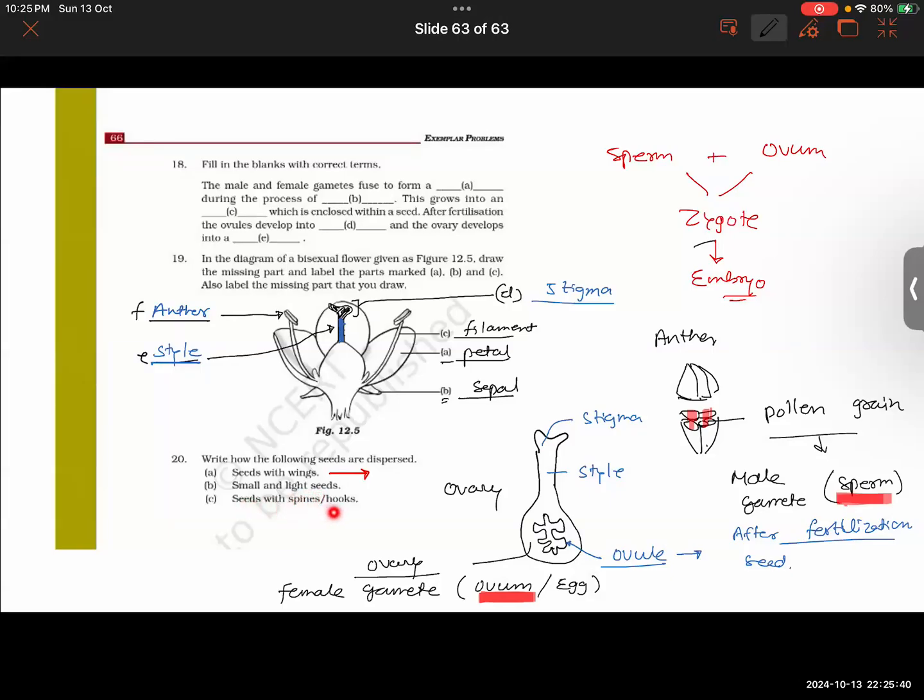Seeds with spines or hooks. Sir, they'll get attached to the fur of the animals and they'll disperse it elsewhere. Yeah, or they can get attached to the clothes of human beings as well. Can you guys give an example of this?